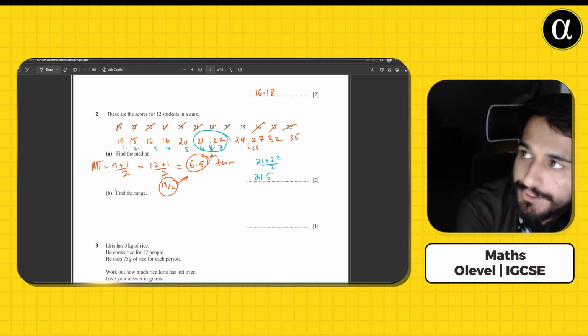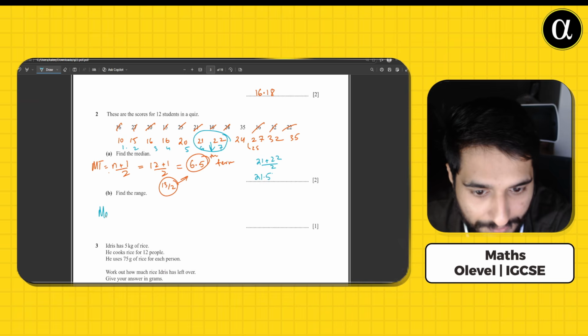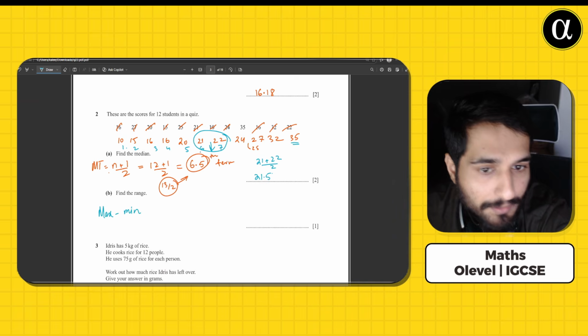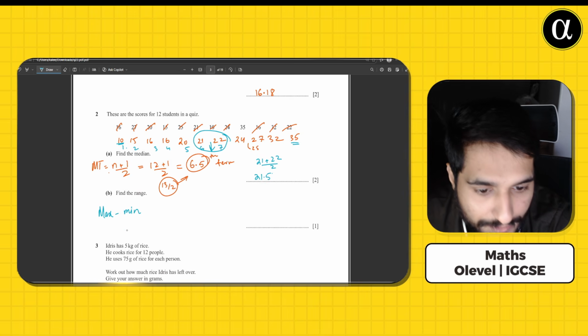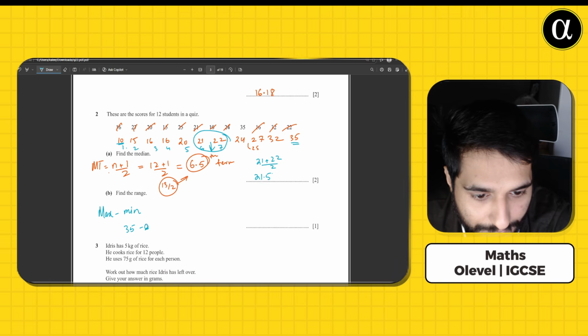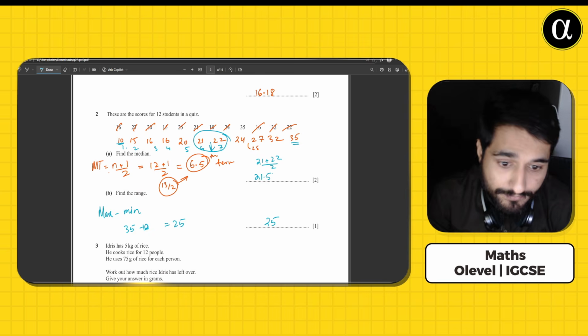Now, question 2 part B states that we're supposed to find the range. What is range? Range is basically the maximum minus the minimum number. The maximum number is 35 and the minimum was 10, so it should be 35 minus 10. That gives us 25 as the answer.